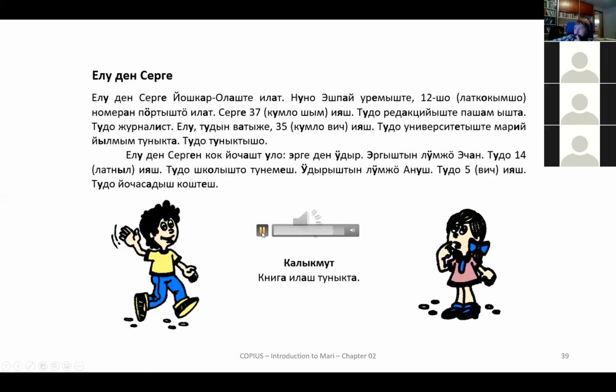Тудо йочасадыш коштеш. Valentina? She goes to kindergarten. Mm-hmm. And then Yuka gets the proverb, which is: Калык мут. Книга илаш туныкта. Book teaches you to live. Exactly. Can't say anything more about the deeper meaning of it, I'm afraid.